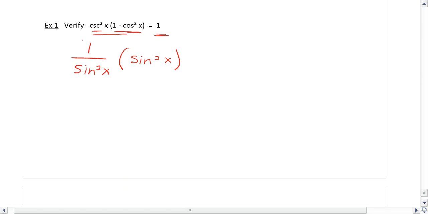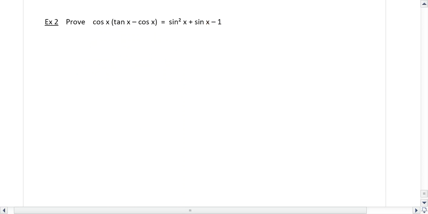So I made the 2 substitutions: cosecant squared is 1 over sine squared, and 1 minus cosine squared is sine squared. And then when you multiply these two, they cancel, and we do get 1 equals 1. So that's verified.